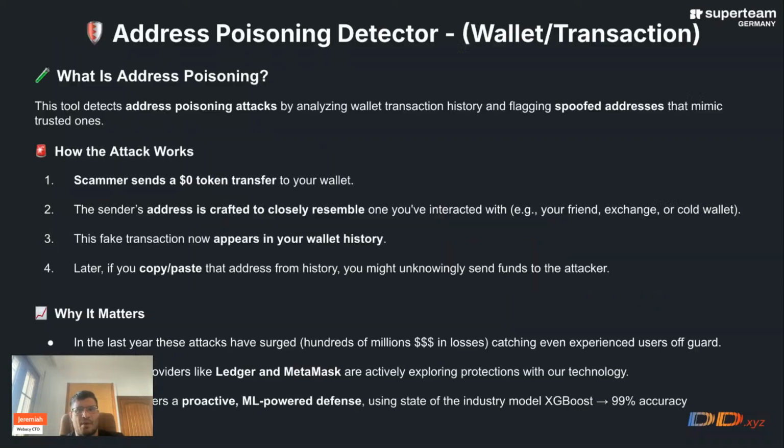Yeah. Cool. So getting into transaction monitoring and transaction scoring. This is one of the latest innovations and one of the latest attacks in the industry. Address poisoning is just rampant right now. This happens when an attacker sees a wallet with some decent amount of money and sends a bunch of zero transfers.